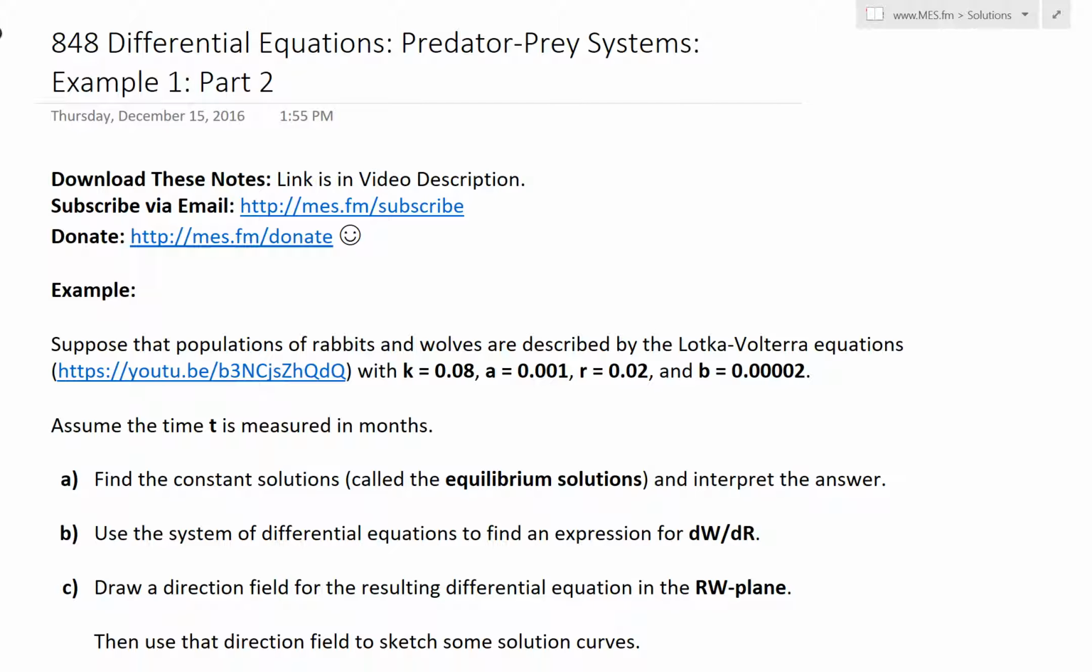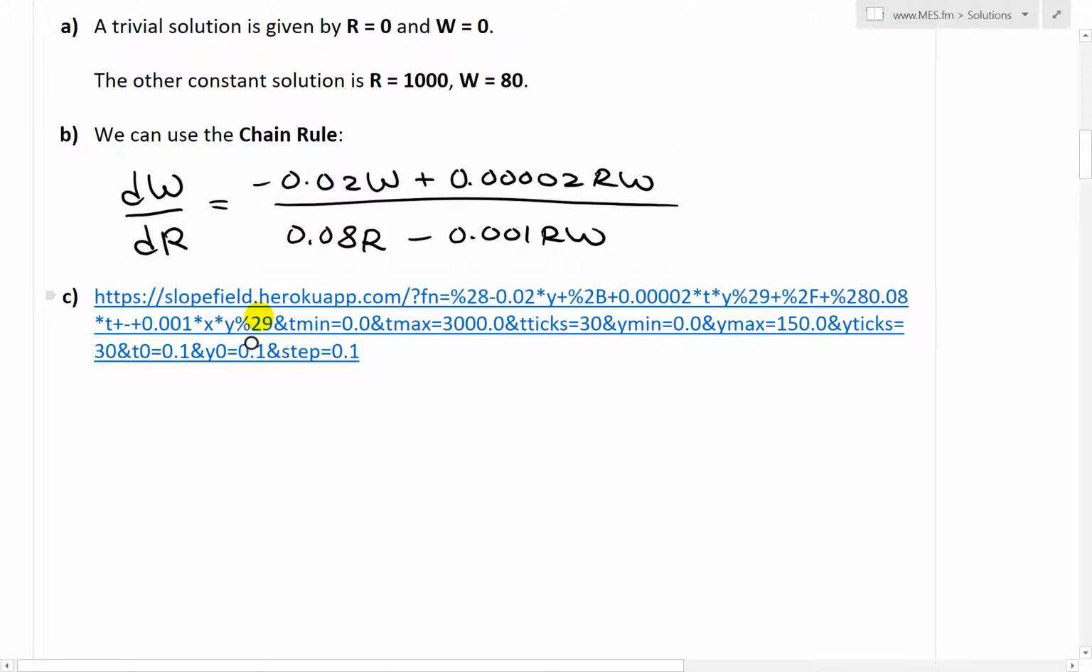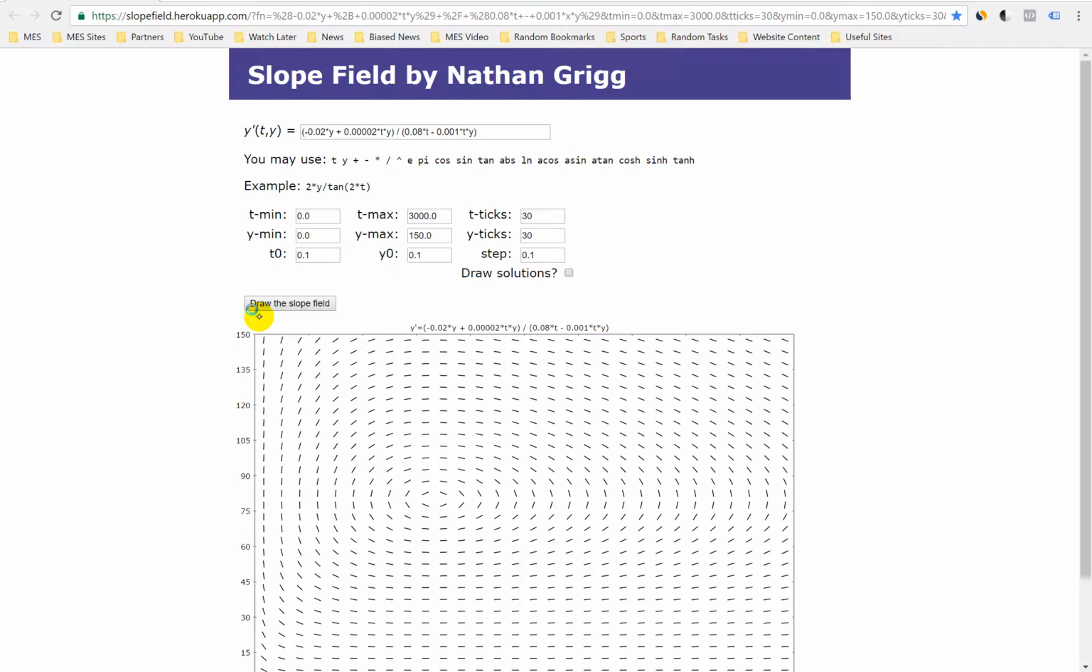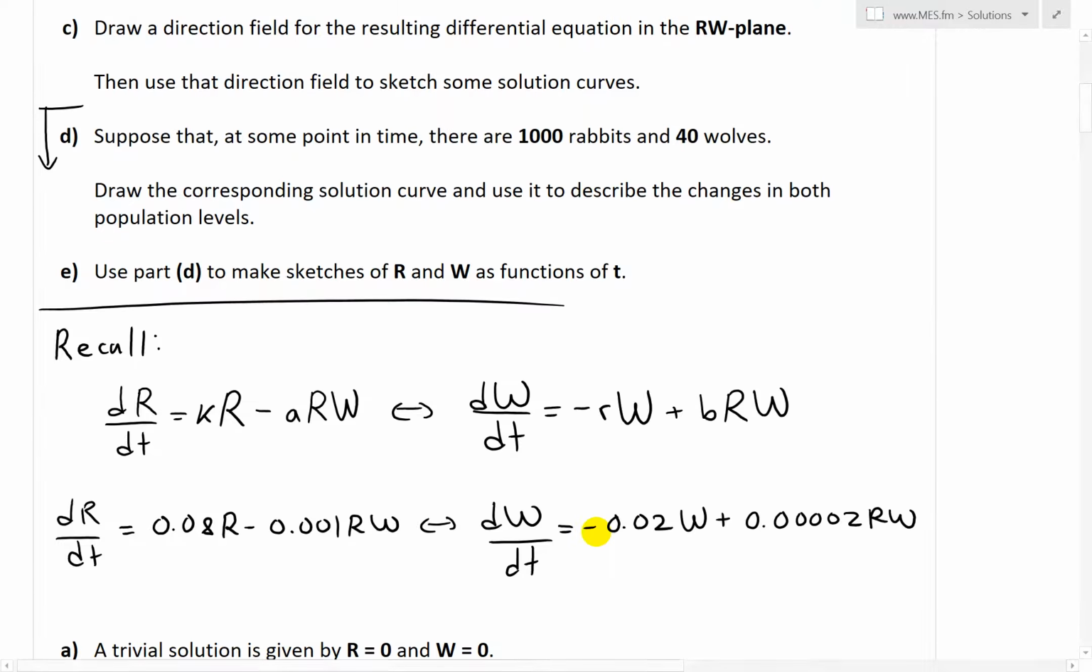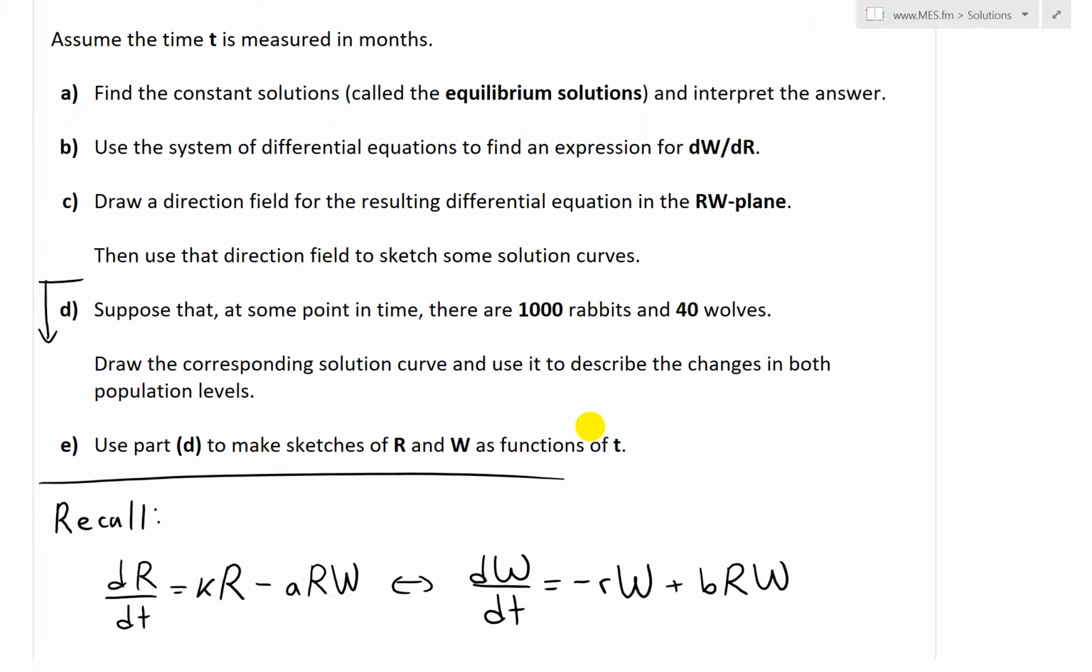And in part C, we went over the direction field. You can click here as a link to it, for that dW over dR term. So you get something that looks like this. So let's go back here, and now let's look at part D, and then we'll do part E after.